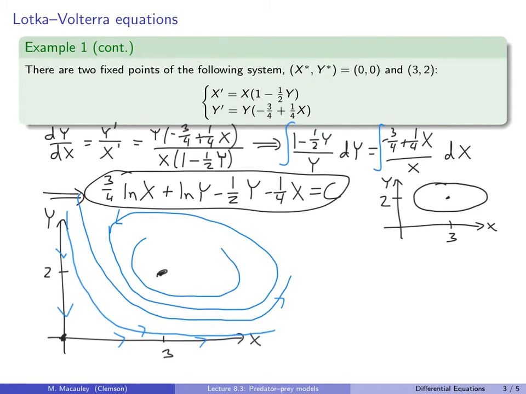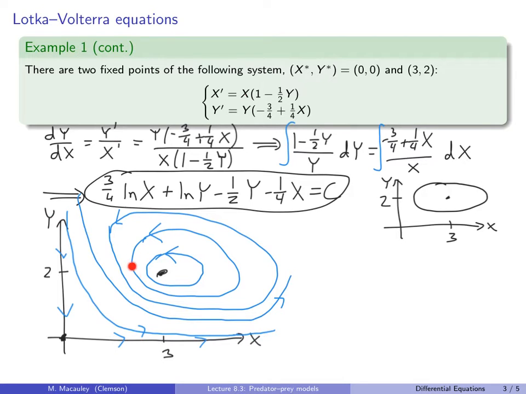I don't know how good I am at drawing this. Probably not that good. They're not going to be perfect ellipses because this is a nonlinear system. When you linearize it, you get ellipses, but what you get is these stable curves that cycle around like this. So think about what that means.